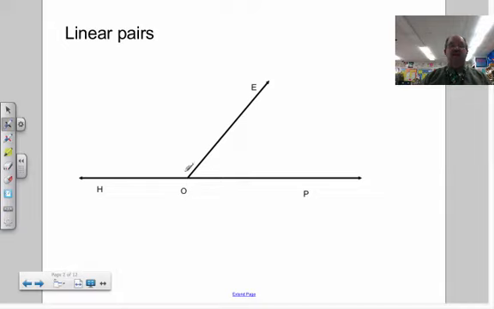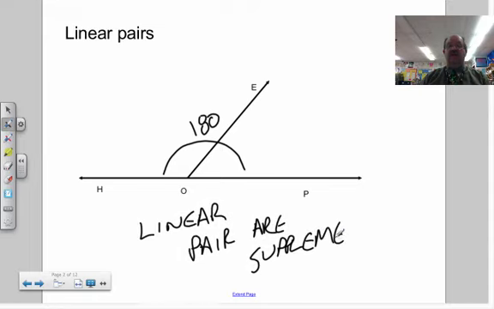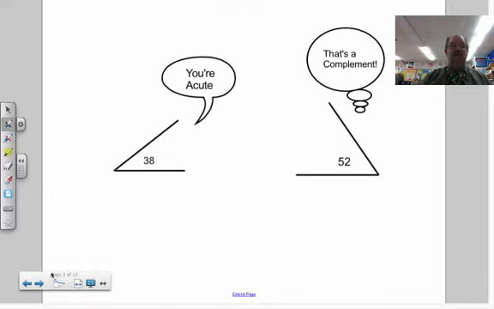So a linear pair, basically if we have a straight line and we have some sort of another line coming off that straight line, these two will add up to be 180 degrees. So if we have a linear pair, two angles that make a straight line, they are supplementary. And supplementary angles are the angles that add up to 180 degrees.